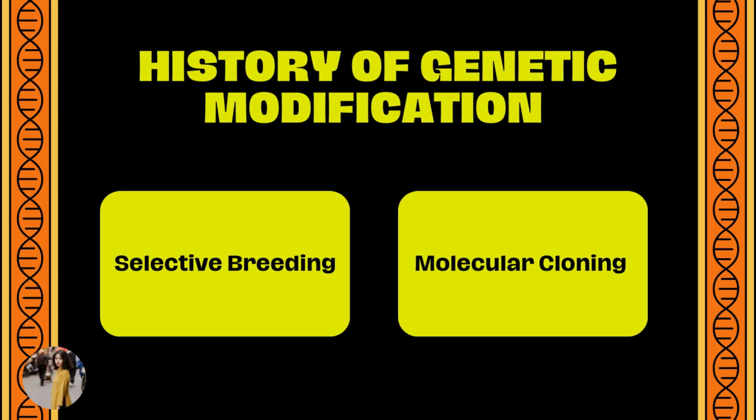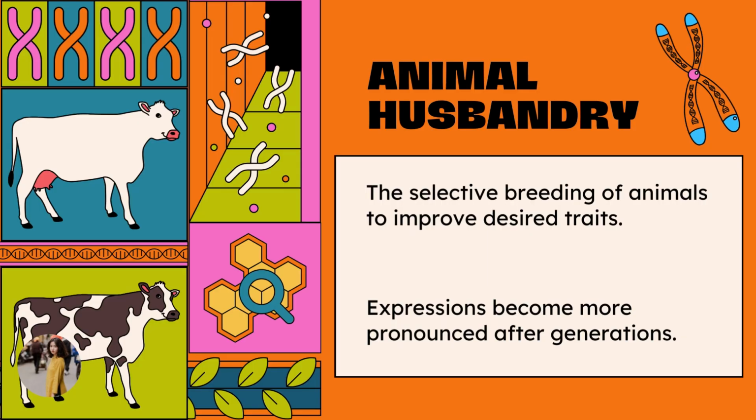The history of genetic modification actually dates way before modern technologies arrived. We have selective breeding, which is our traditional way of husbandry, and also molecular cloning. Animal husbandry, which is one of the ways that we selectively breed animals to improve desired traits, is also a form of genetic modification. After generations of breeding, the gene expression of the desired traits becomes more pronounced.